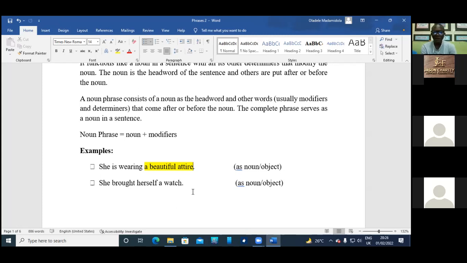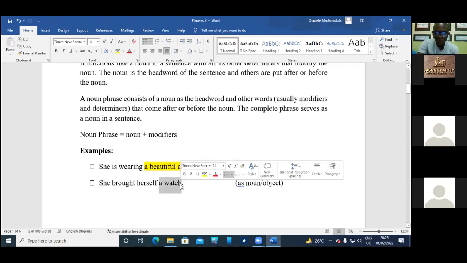And then you have a watch, which is the object. So the structure of this sentence is SVCO. So the noun phrase there is a watch in the object position. So that's a noun phrase. Is that okay?